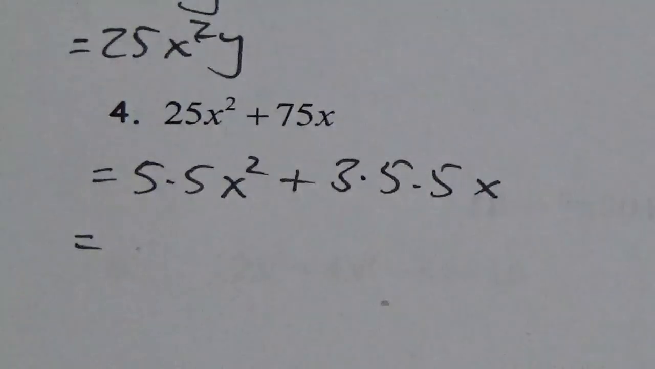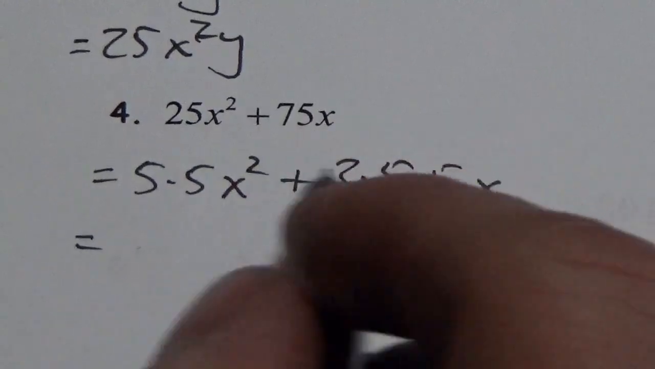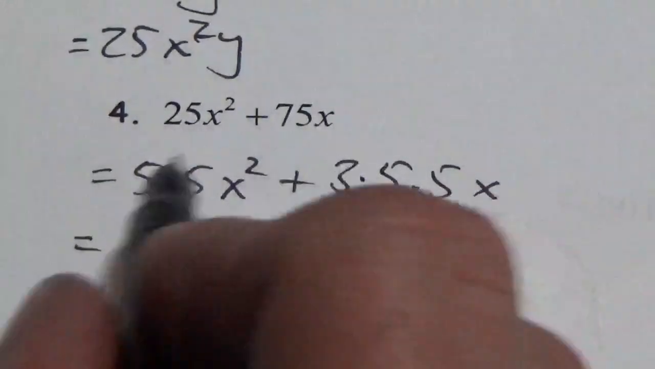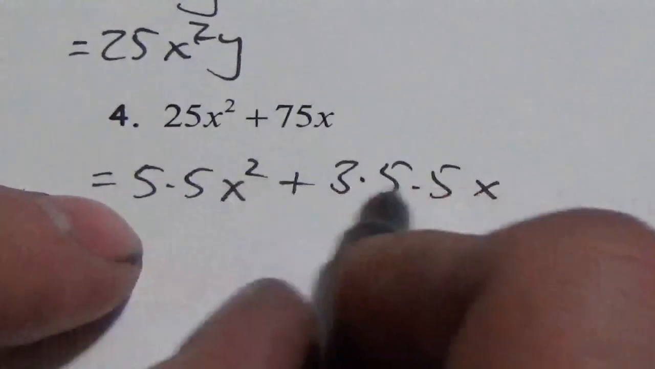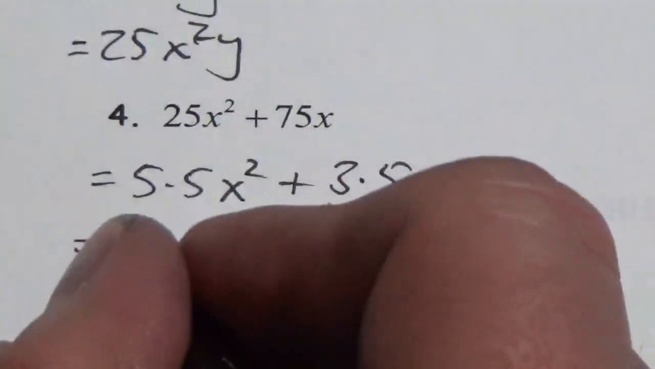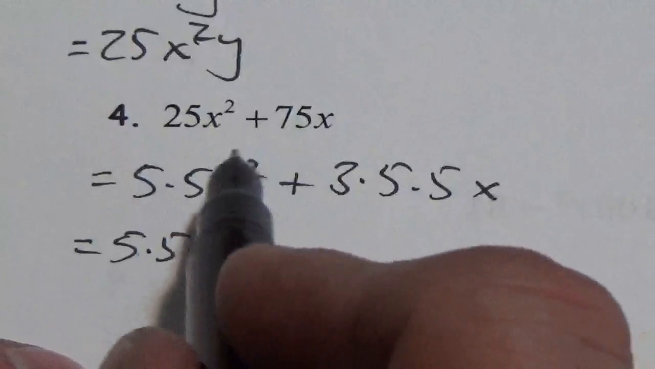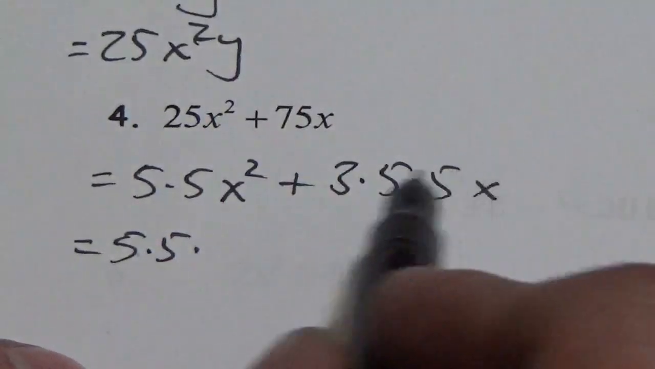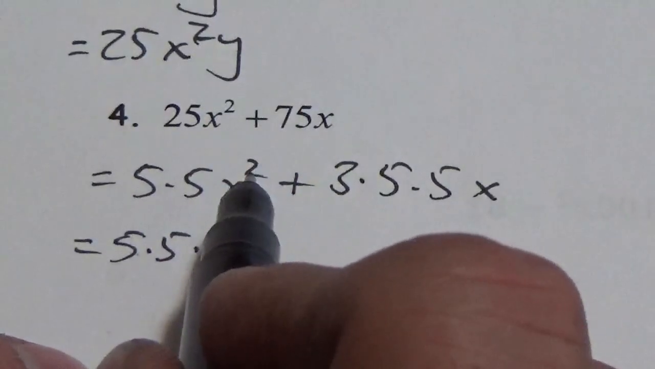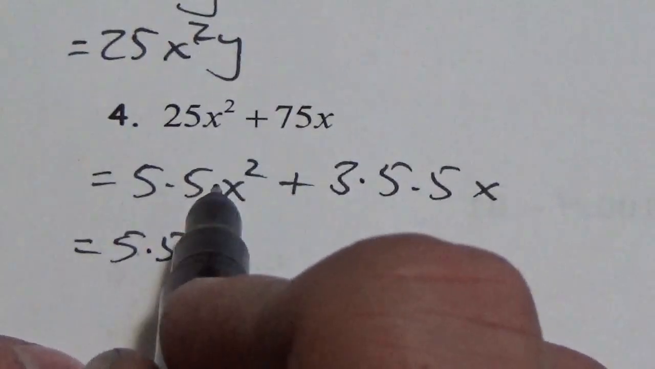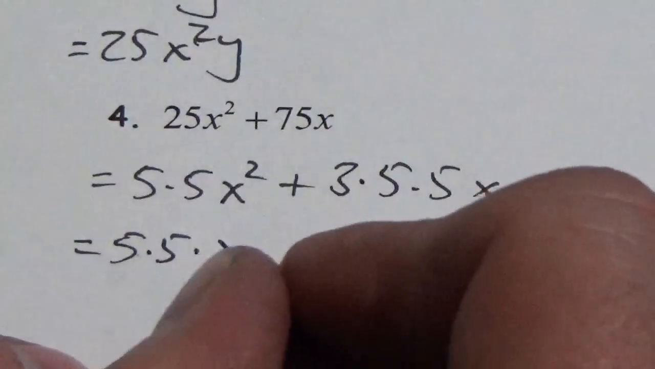Now again, I'm hoping that after a while you start to see these patterns and you don't need to do what I'm doing here. There are 5s distributed to both of those. In fact, there are 2 5s distributed to both of those terms. Additionally, there are 2 factors of x here and a single factor of x here, because remember, that x squared means x times x. So there's an x times x here and then a single x here. So I can take out an x.